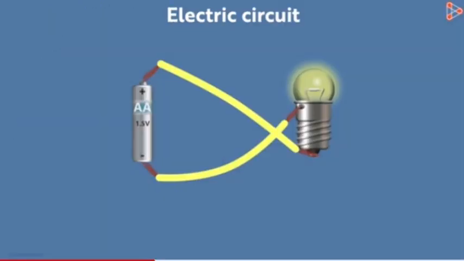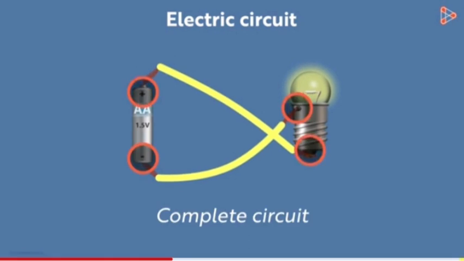Now in this case what happened? We just reversed the position of the wire. Now the question is, will the bulb glow? The answer is yes, the bulb will glow. Why? Because the circuit is complete. All the terminals of the system are closed. So it is a complete circuit and that is why the bulb will glow.